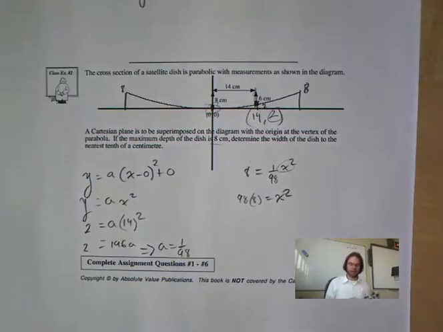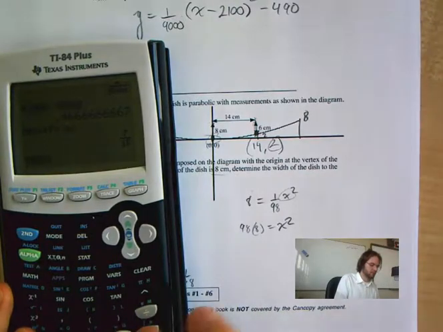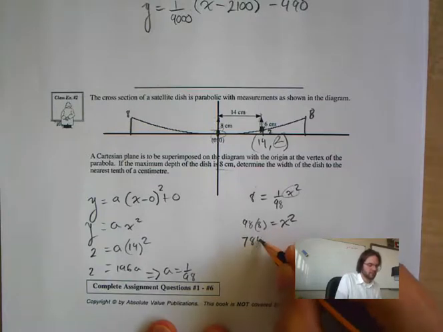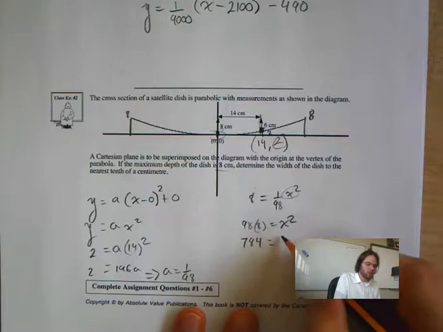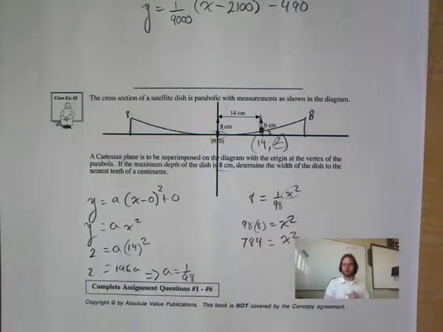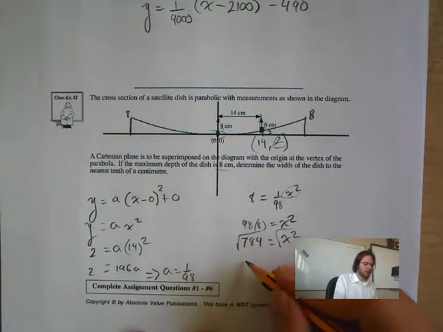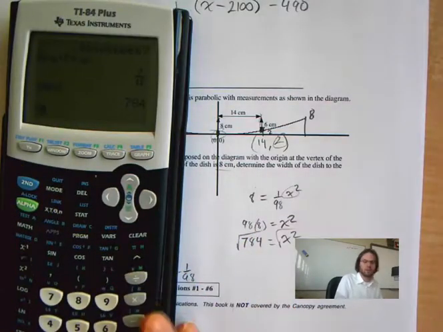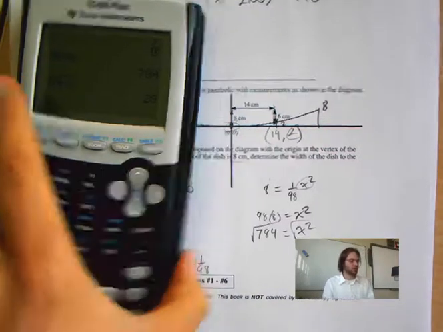Okay, this one I can't quite do in my head, so I have to go 98 times 8, which is 784. Actually, I could have done it in my head, it wasn't that bad. 784 is equal to x squared. So now what I must do is solve for x, I square root it, so I get the square root of 784, which gives me 28.